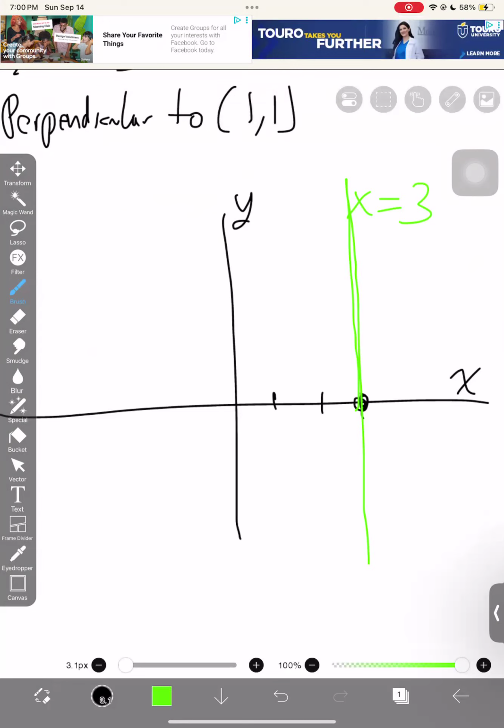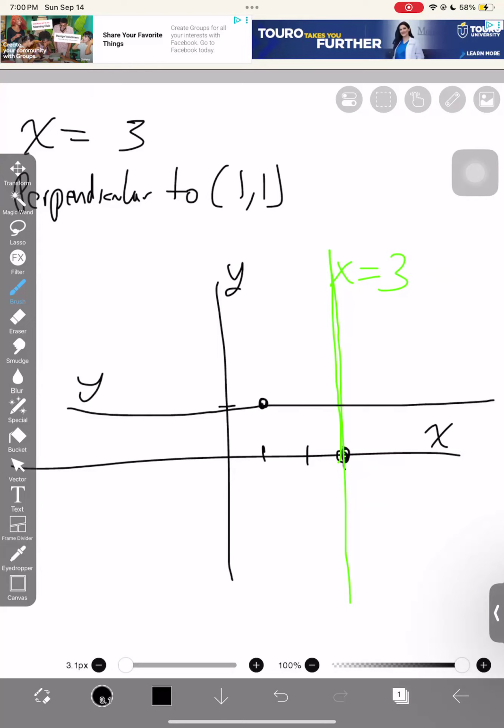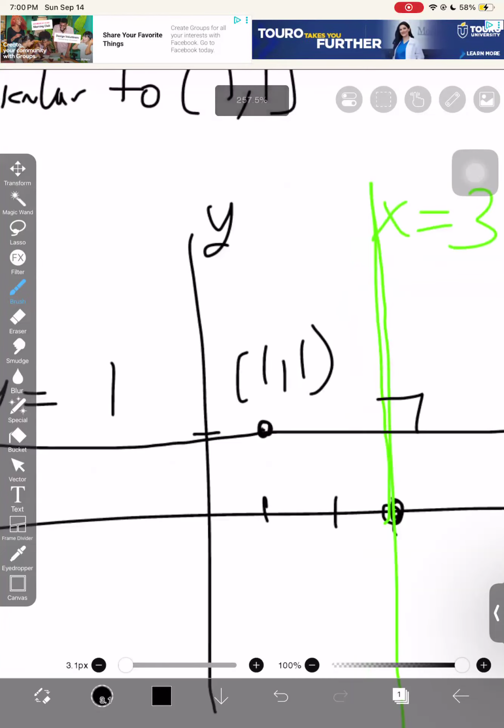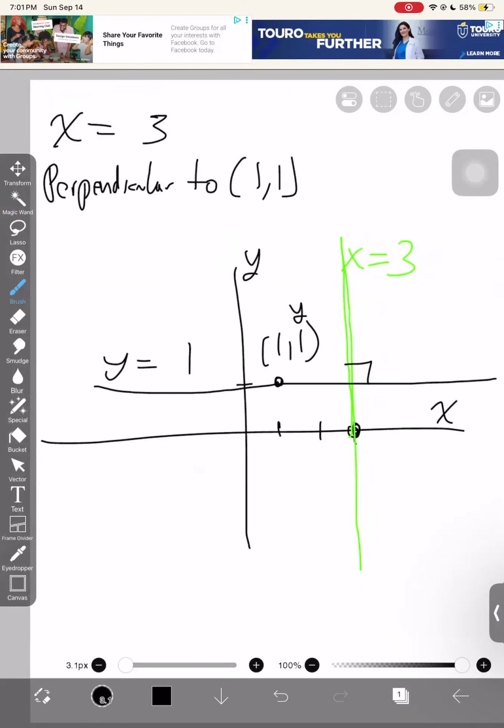If I want to be perpendicular at 1, 1, it had to be that way. And boom, that's how I do it. Because it's at point 1, 1. And that's my perpendicular line. Wherever my point's gonna be at, its y value is gonna be that line. That's gonna be perpendicular to x is equal to 3.